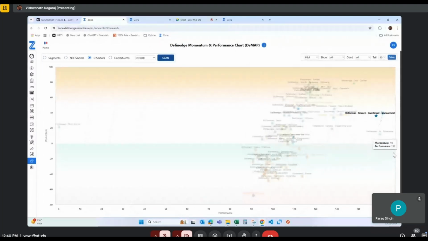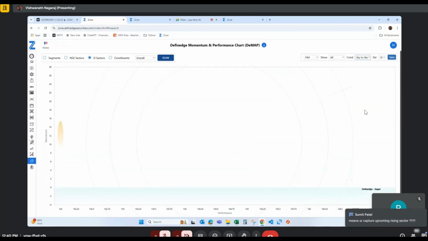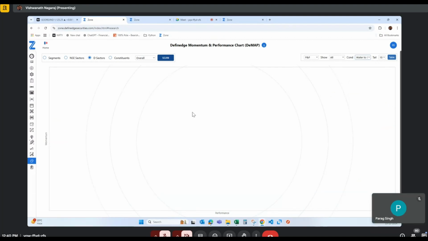There will be some sectors, even in a bearish market, that will be doing very well. For that, my first condition is sky to water. No, sorry, water to sky. It has to come from below to bullish. I don't see anything. Okay. If this is not available, a couple of weeks ago it was available. If this is not available, my next best is I want both. I want rising MNP.